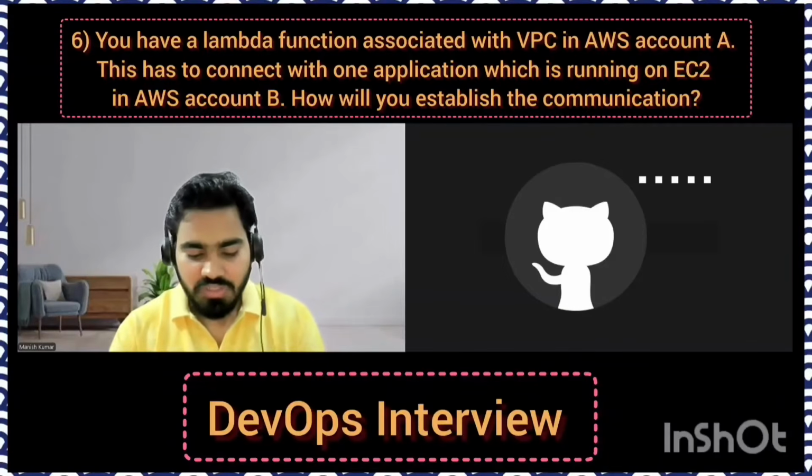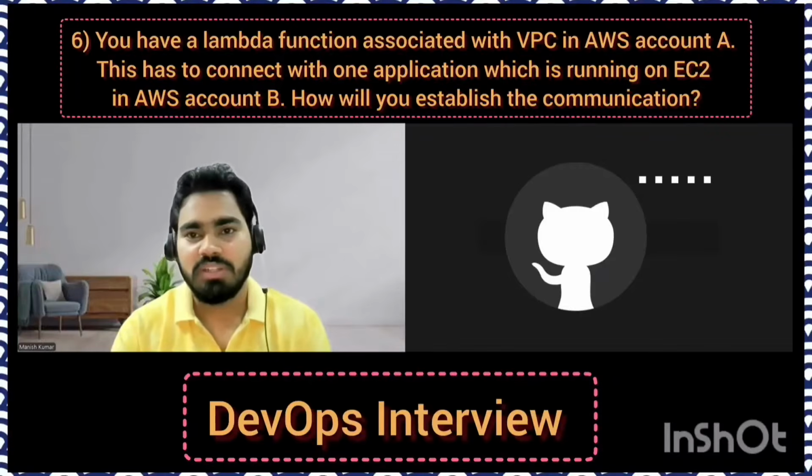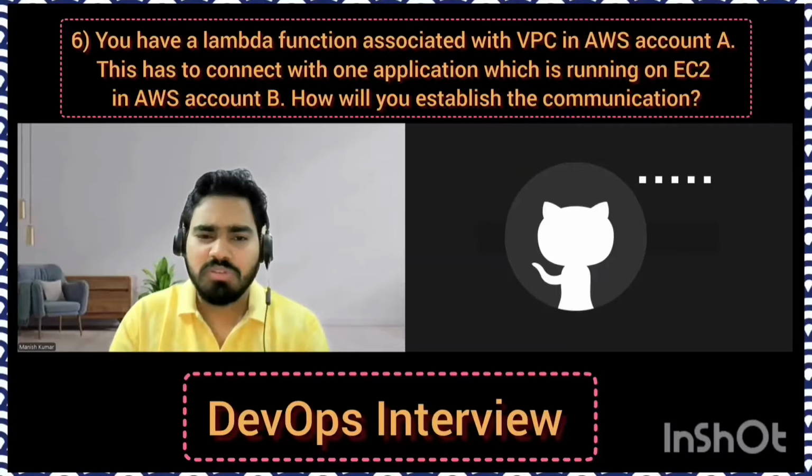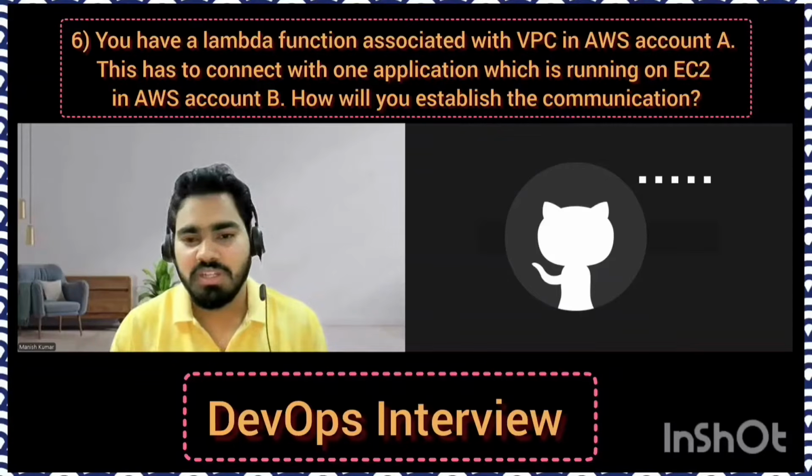Okay. So you have a Lambda function in AWS account A, correct? And this Lambda function is running your notification system or any application code, correct?